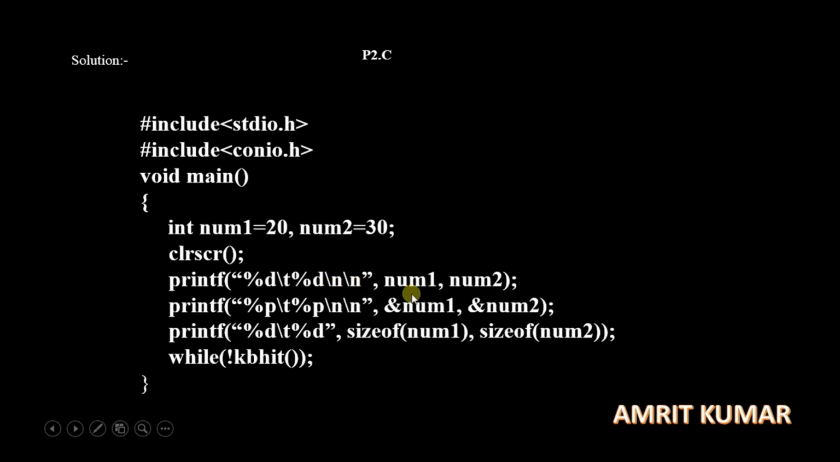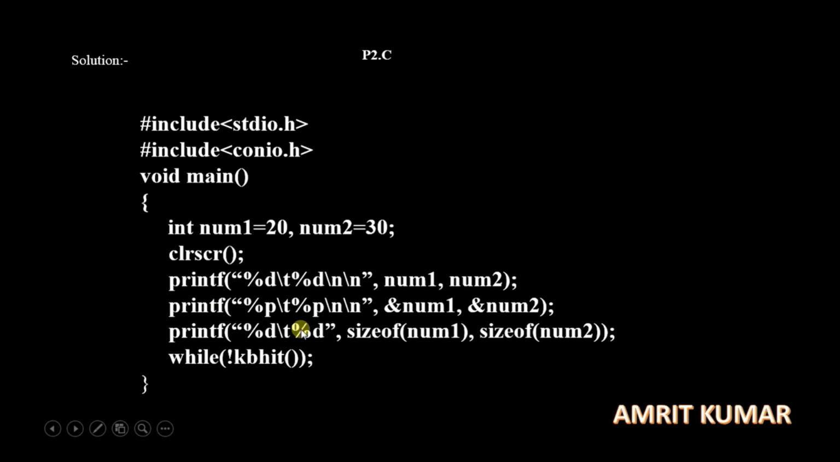So what happens here is that num1 is going to replace the value with this format specifier, and num2 is going to replace the value with this format specifier. After that, what will print here is 20, and here is 30. So 20, then tab, then 30 will be printed. After that a new line will come. So this is used to print the value of the variable.